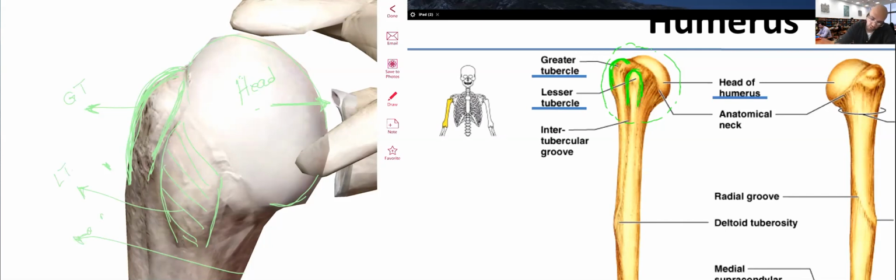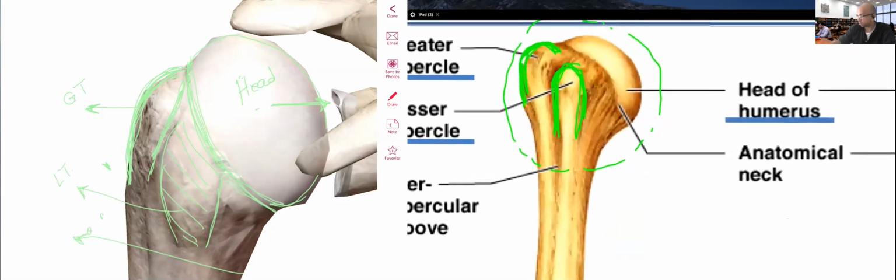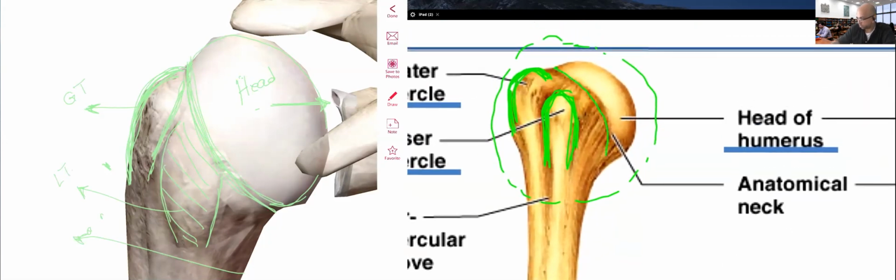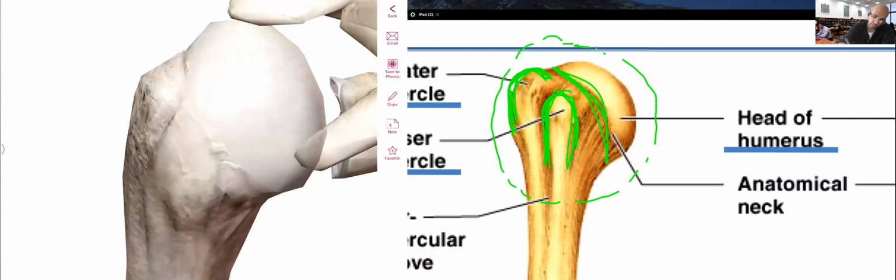Like any head, what's going to be located below the head? What do you think? What's located below your head? Your head, what comes below it? Your neck. So we call this my anatomical neck. Anatomical neck. It doesn't have any clinical importance. The anatomical neck here doesn't have any clinical importance.